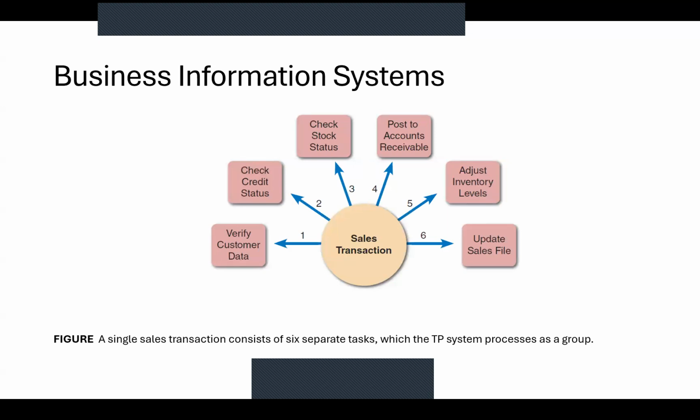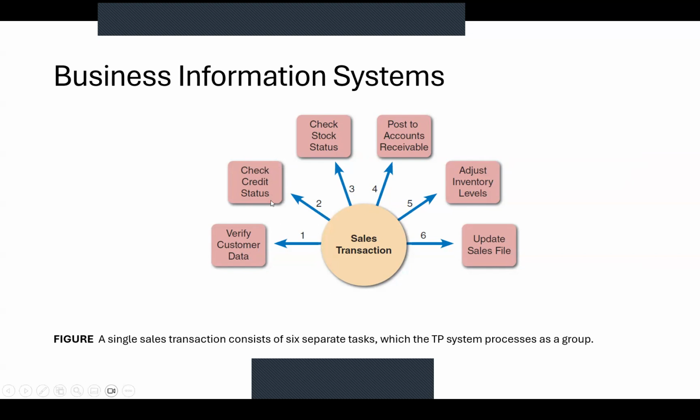So if I have to talk about a transaction processing system or a sales transaction, it would look something like this. This picture shows a single sales transaction, which consists of 6 separate tasks, which include verifying customer data, checking credit status. Let's say somebody logs into Amazon.com and puts in their credentials to get into the system. The system will verify whether you are a customer of Amazon or not, and immediately your details will be pulled up in the back end, like your order history, how much you have ordered, etc.